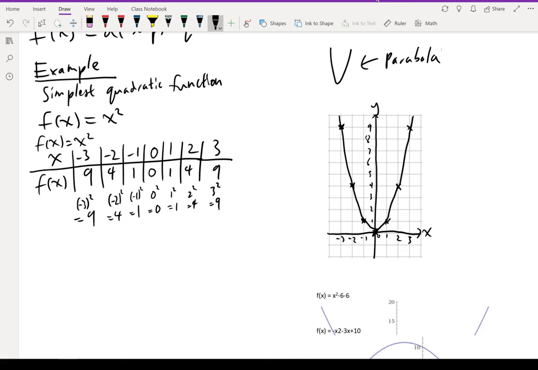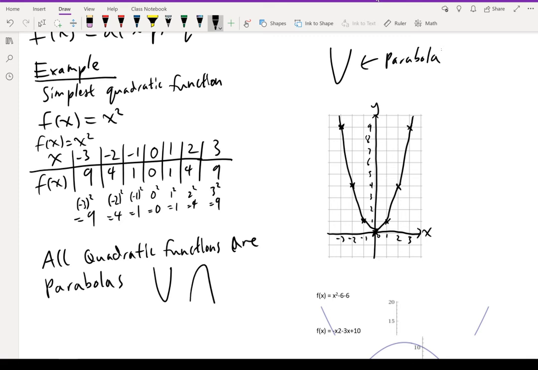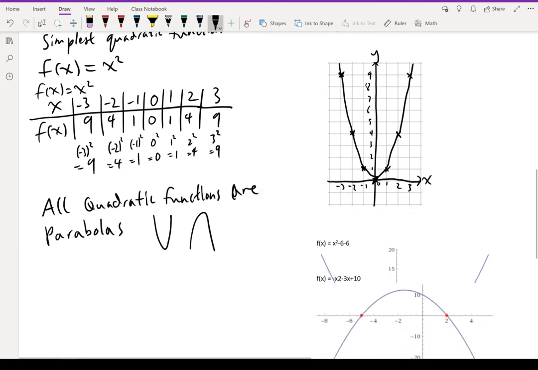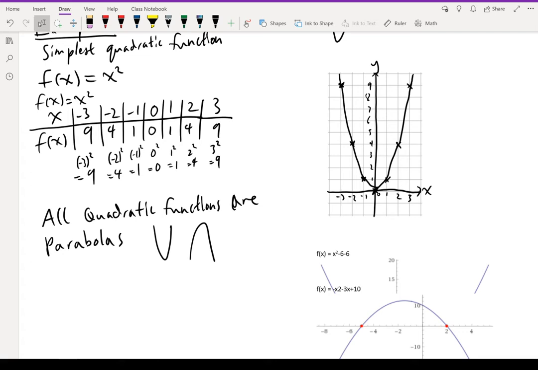And all quadratic functions are parabolas. It doesn't matter what kind of a I put in, and b I put in, and c I put in for the ax squared plus bx plus c, they will all look like parabolas. Sometimes they look like a U, sometimes they look like an upside down U, but they still generally look kind of similar.